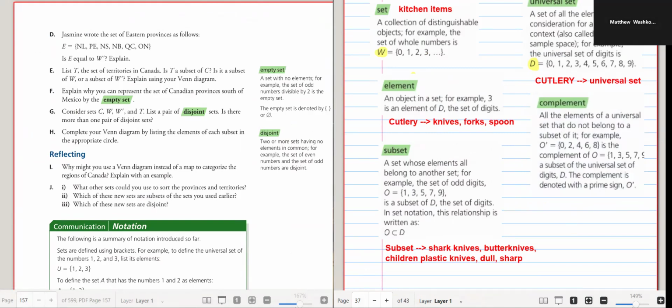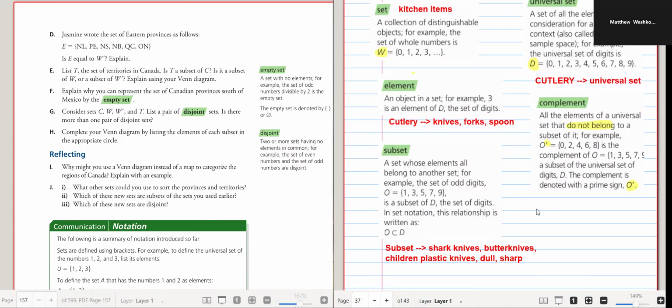Then we have a complement. This is all the elements of a universal set that do not belong to a subset of it. And we use this little thing here. You see that little dash at the end? That little dash means that this doesn't belong.